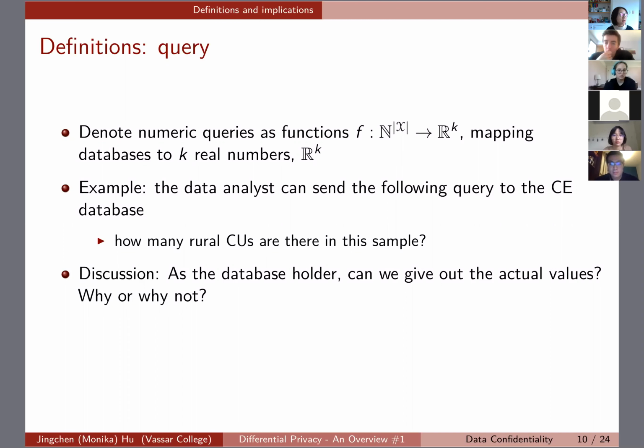Let's just say we have about 1,000 observations in the data, and there are 200 rural consumer units, and we are the people who have the actual value. We know it's 200. Can we release that value? If we release it, are we breaking any kind of privacy promise to whoever responded to the survey? That will be the question.